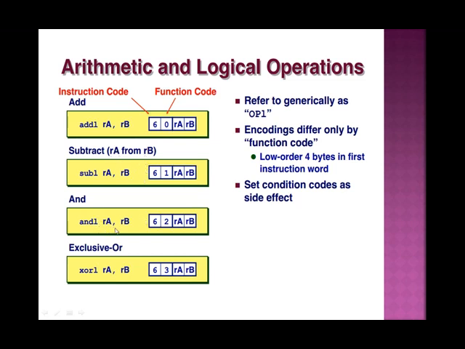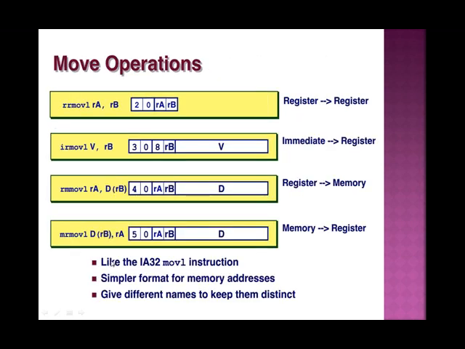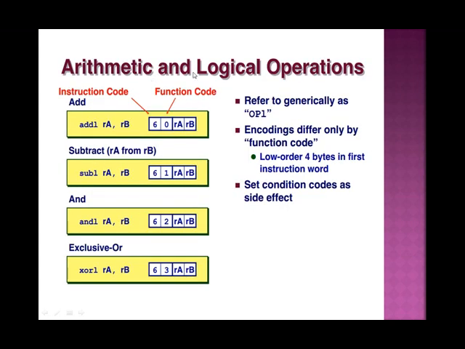Then finding the AND operation between the RA and the RB. This is the 60 function code, instruction code. This is 1, this is 2, this is 3, and these are the same. Instruction codes are the same, but the function codes are different. Then finding the XOR, using the 2 registers, that is RA and RB. This is your arithmetic and logical operations.